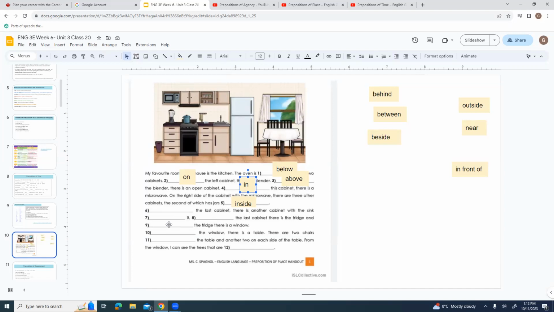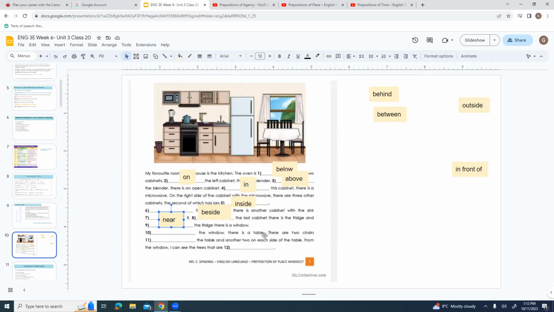Oh, and something the fridge is like next to the fridge. The last cabinet, there is the fridge. Beside the last cabinet, there is a fridge, and something the fridge, there is a window. And near the fridge, there is a window. You could also say next to.